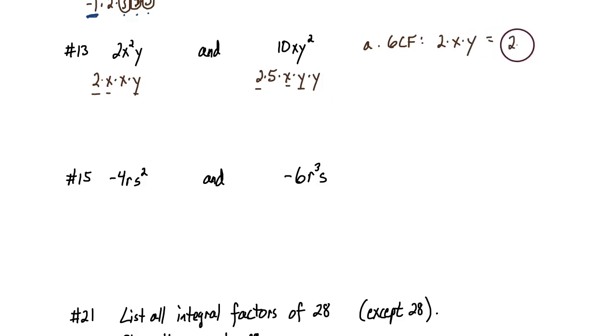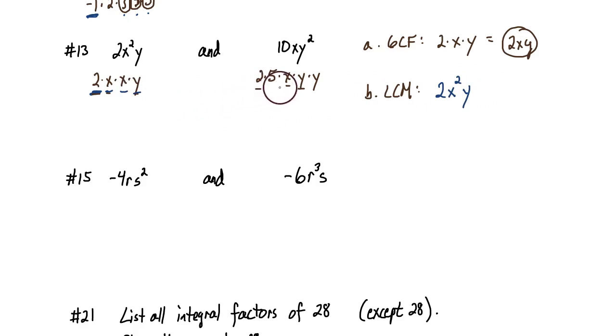Multiplying these together, we get 2xy. Now let's do question B and get our least common multiple. It must have a factor of 2. And it must have a pair of x's. And it must have a y.